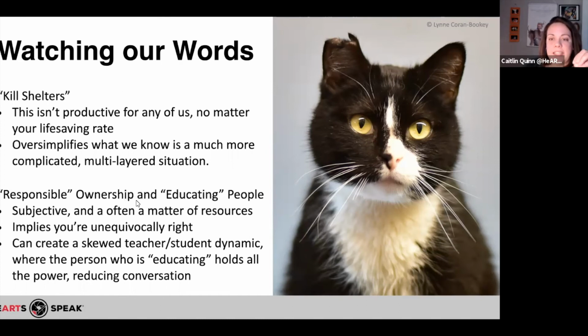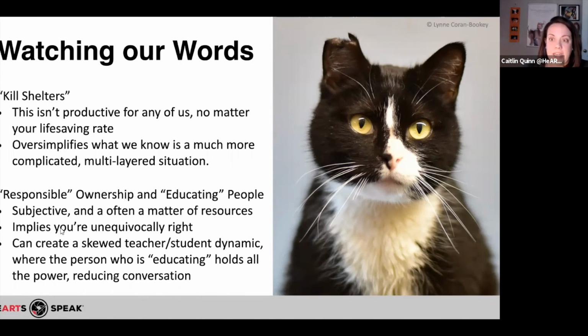I think the other place that is subtle, but just as important, is this idea of responsible ownership and that we are educating people, right? And doing air quotes again. It's very subjective, the idea of responsible pet ownership. And I think that, again, best intentions were laid when we started to use this language. And oftentimes, I think we know what each other are talking about in context when we're talking about responsible ownership. But I also want you to think about the power dynamic that happens with some of these language choices.